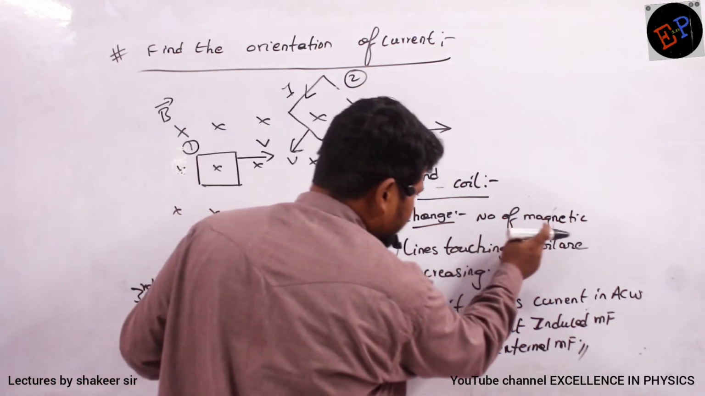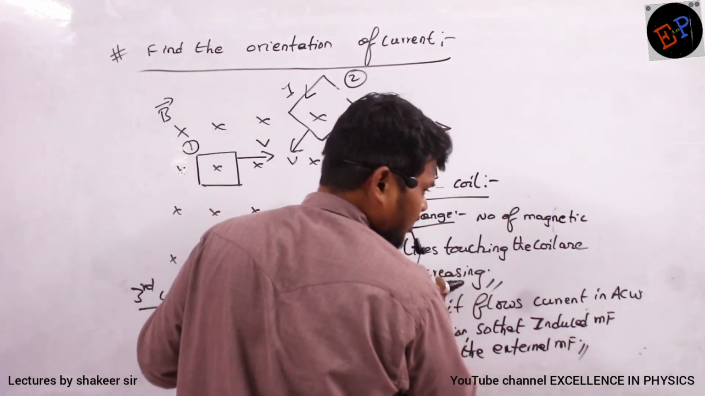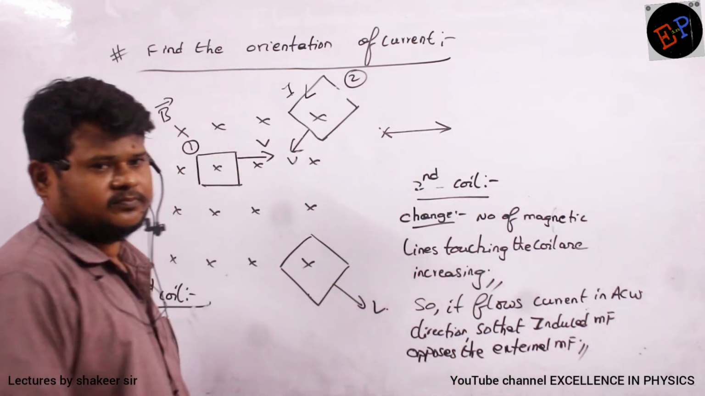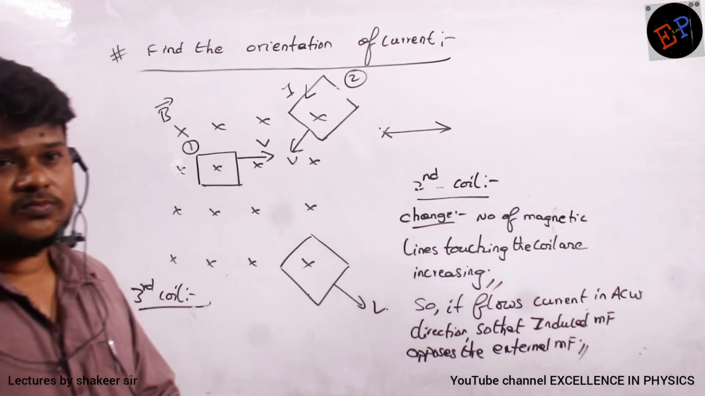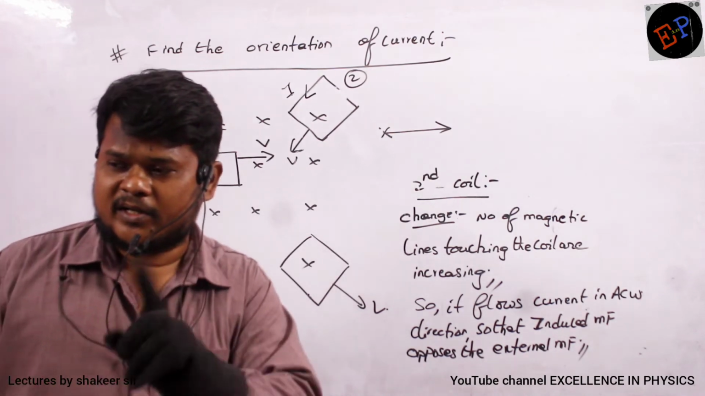When it is moving away from the field, the number of magnetic lines touching the coil reduces. Clear, no? So if the number of magnetic lines reduces, what will it do? It doesn't want the magnetic lines to reduce.